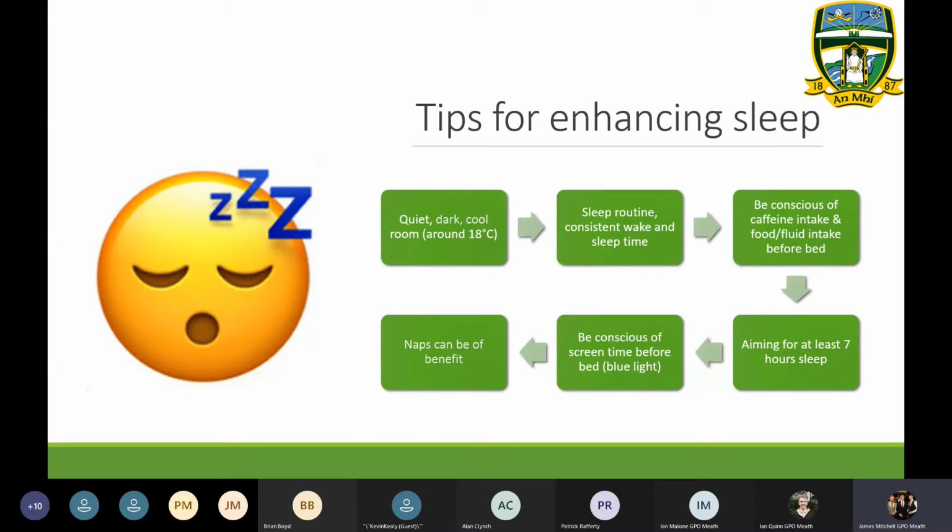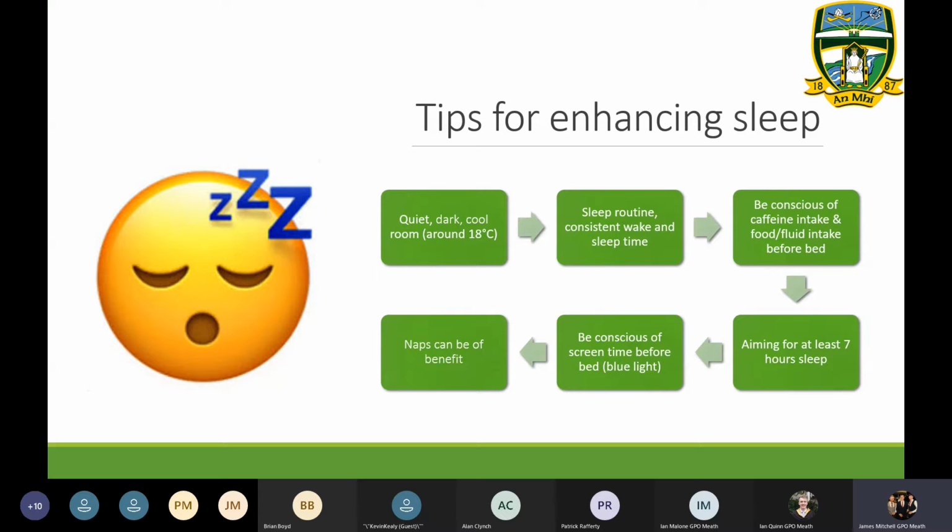So yeah, the next thing I have here is tips for enhancing sleep. Like I said, these are really practical and easy to implement. The first one I have here is creating a quiet, dark, cool room, around 18 degrees Celsius. I know personally having a really, really hot room, it depends on your situation at the house, but I've come in some nights and my housemates have had the heat blaring, and it's really uncomfortable to try and sleep in a room like that.